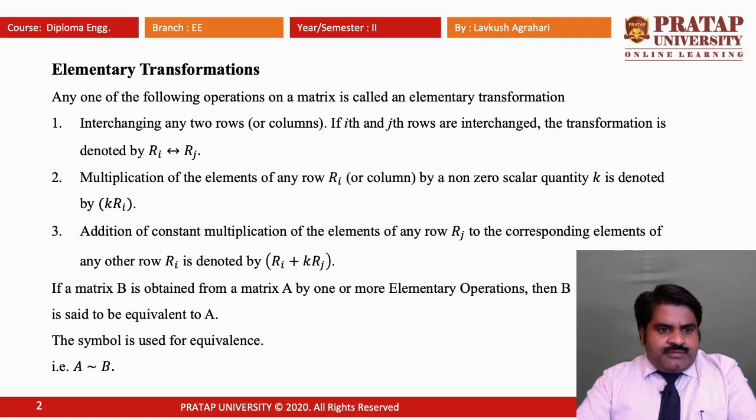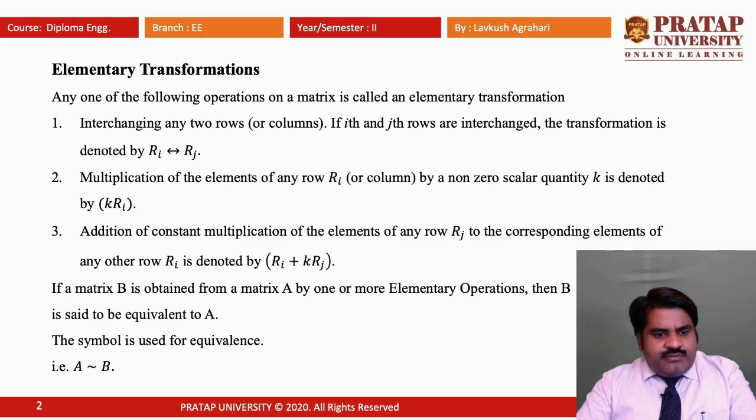So in a matrix, if any element k is multiplied to a row, then k is multiplied to each of the elements. The third transformation is the addition of a constant multiple of the elements of any row Rj to the corresponding elements of any other row Ri, denoted by Ri plus kRj.